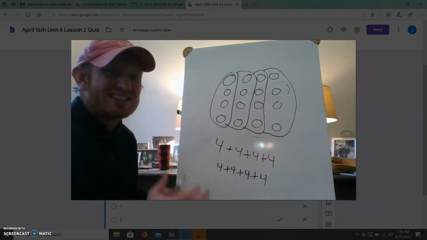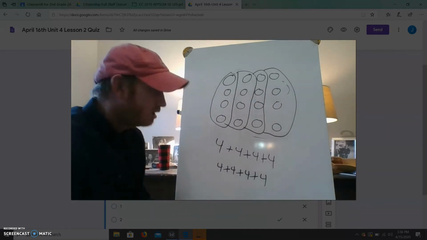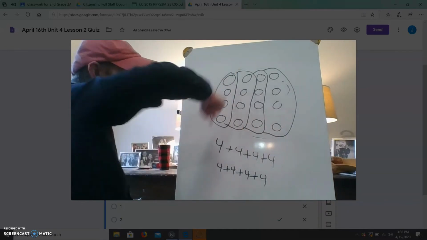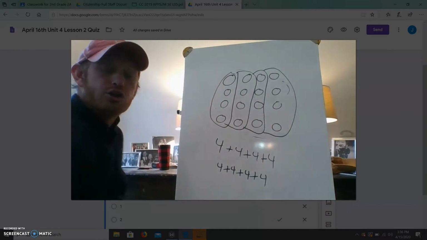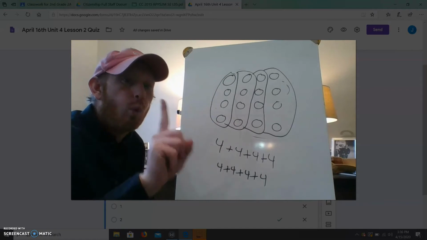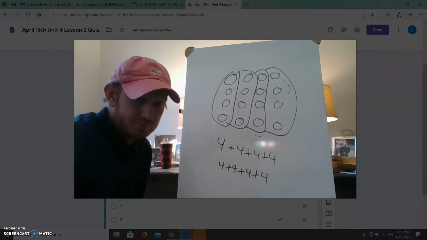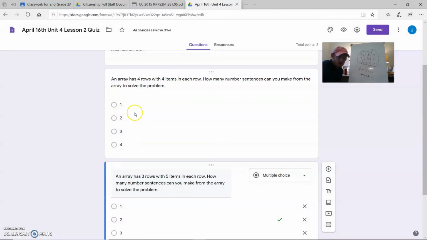Whenever you have the same number of items vertically and horizontally, you're only going to be able to have one number sentence. So on your quiz, the answer was 1.